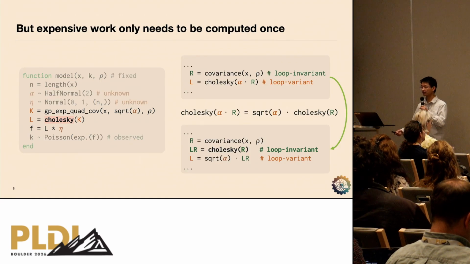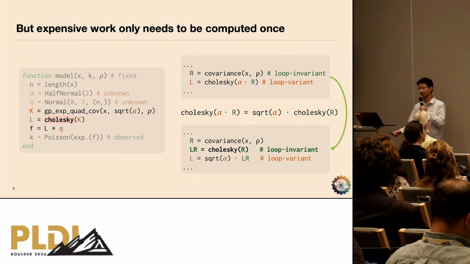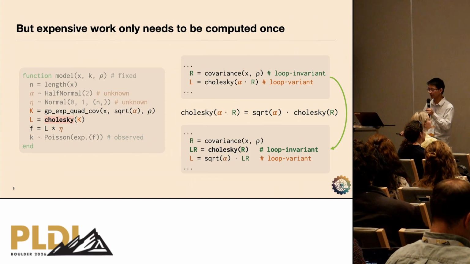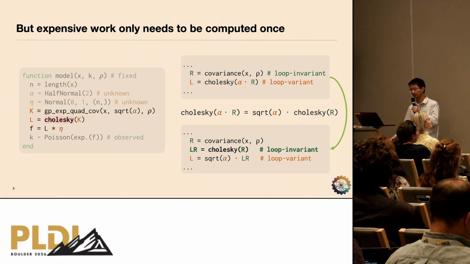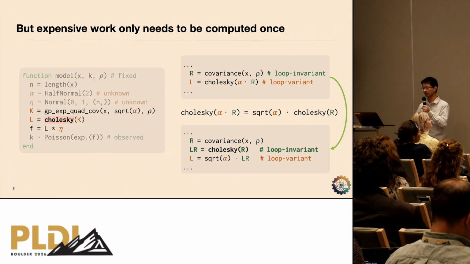But taking a closer look as a human user, it's possible to decompose this Cholesky expression into a square root of a loop-variant factor times a Cholesky of a loop-invariant matrix, so we can factor out the entire Cholesky expression outside the model, so it's only computed once.